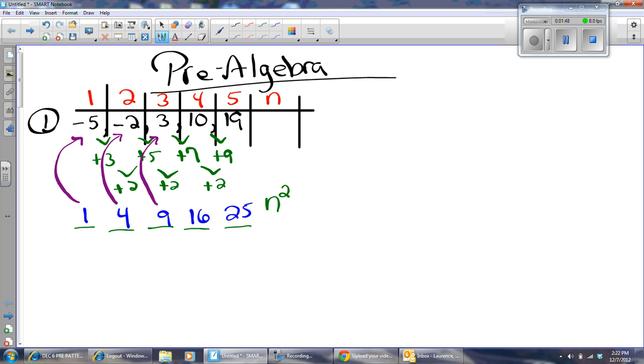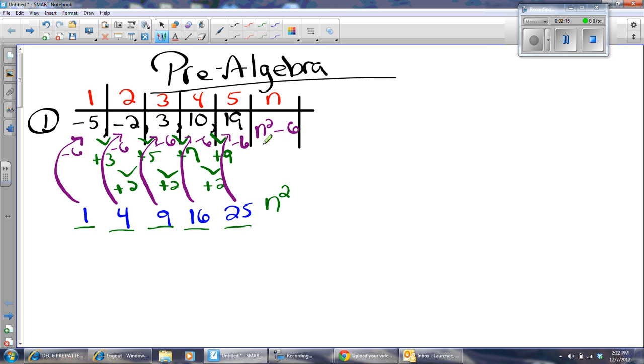Hey, how about this one? How do I turn 9 into 3? Well, don't I subtract 6? And 16 into 10, don't I subtract 6? 25 minus 6, is that 19? You better believe it. 4 minus 6 is -2. 1 minus 6 is -5. It's always -6. So my nth term is going to be the n squared, then minus the 6.